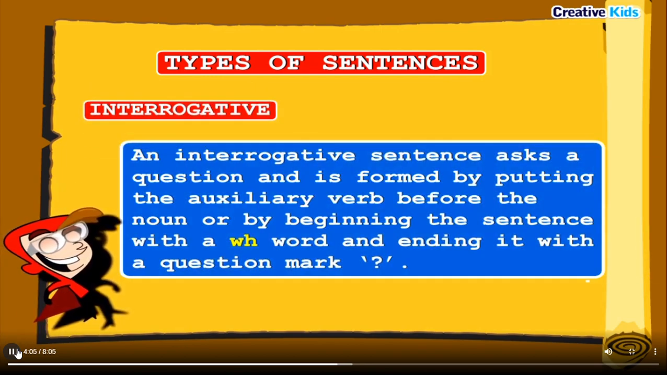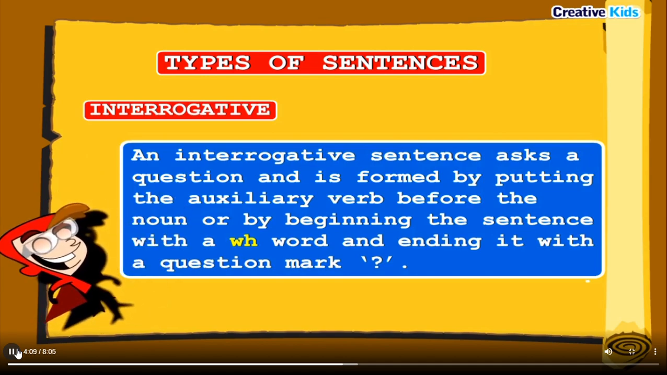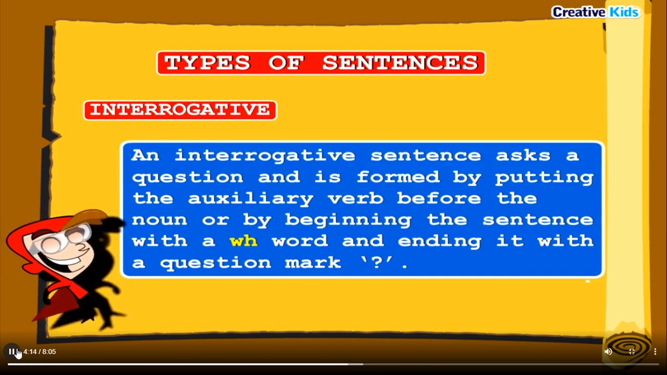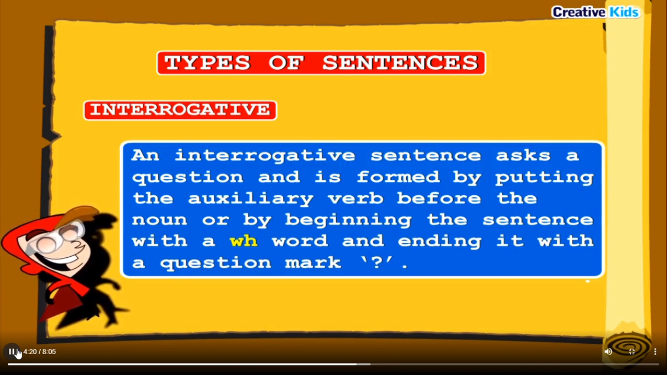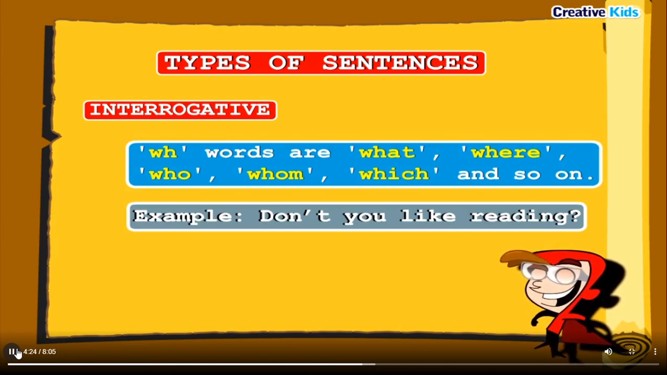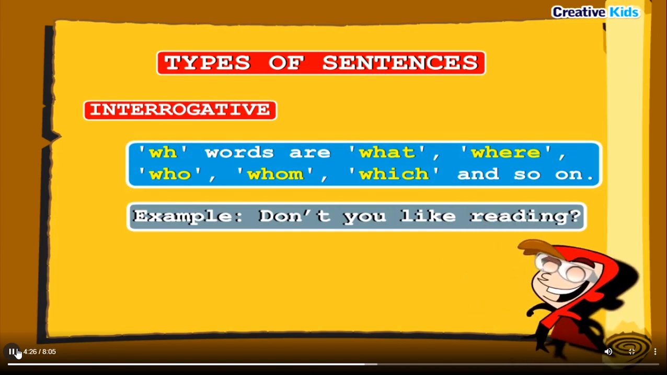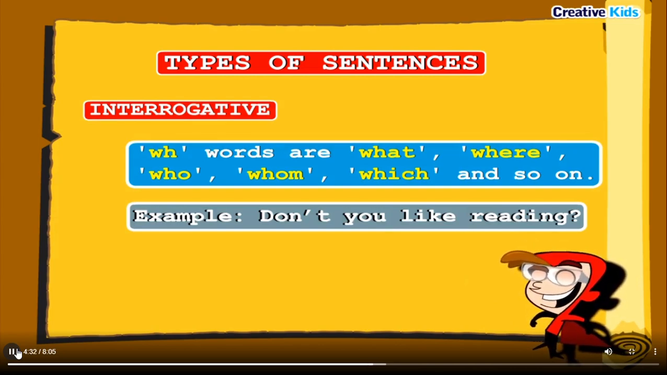Interrogative. An interrogative sentence asks a question and is formed by putting the auxiliary verb before the noun, or by beginning the sentence with a word, and ending it with a question mark. Words are what, where, who, whom, which, and so on. Example: Don't you like reading?